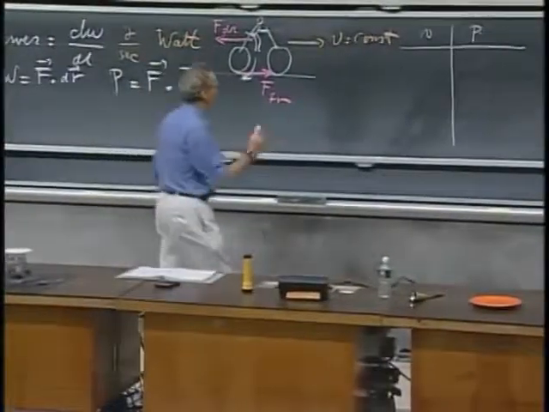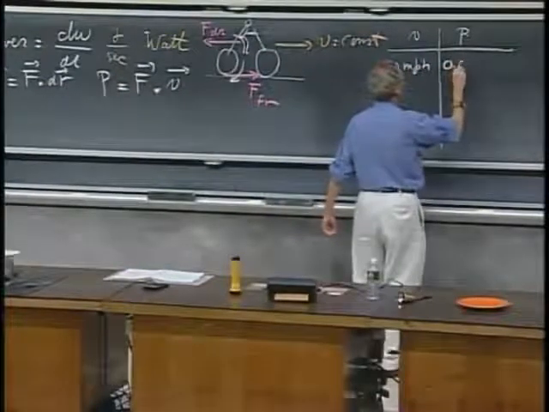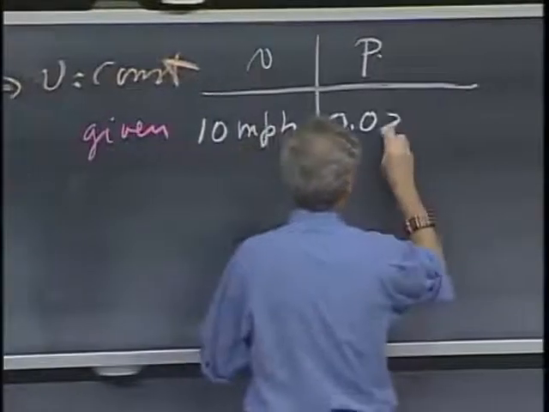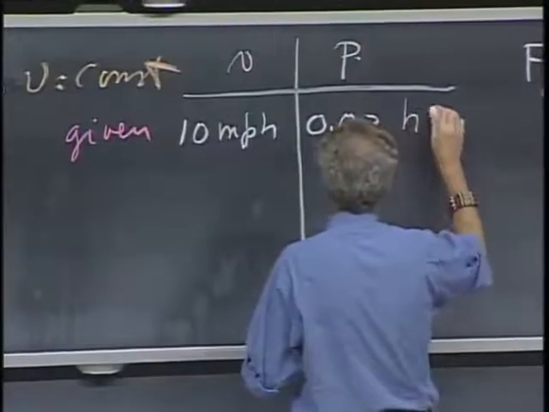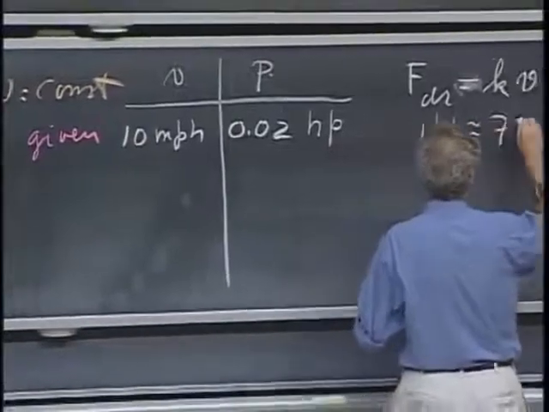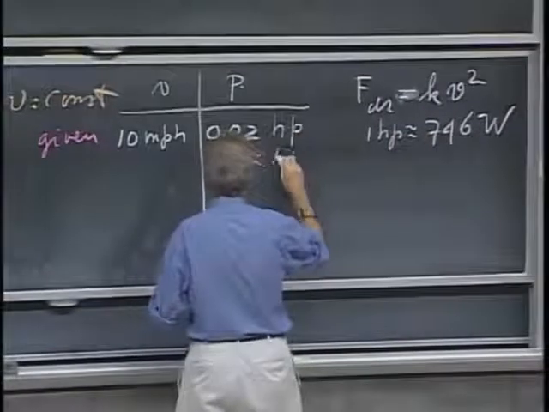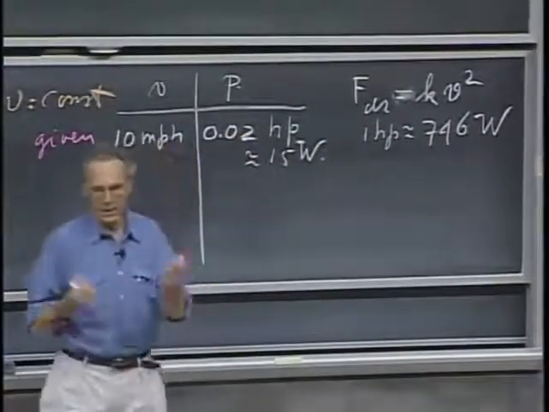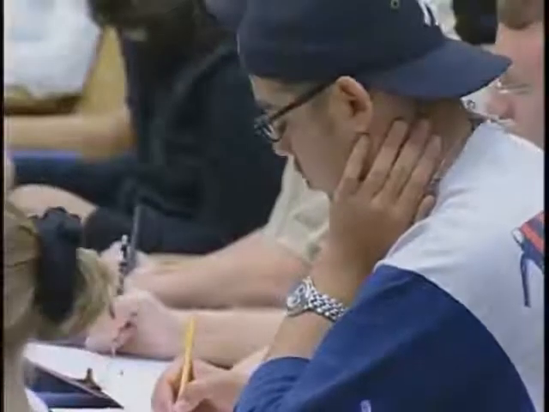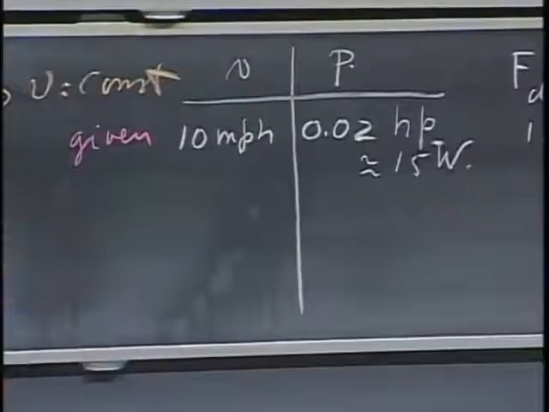Then, if I drive 10 miles per hour, and I tell you that the power, this is a given, this is not something that I show you, is about 0.02, around 1/50th of a horsepower, and 1 horsepower is some crazy unit, 746 watts. So this is about 15 watts. So I'm pedaling, and I keep my speed at 10 miles per hour, and I have to generate 15 joules per second on average. But now I want to go to 25 miles per hour.